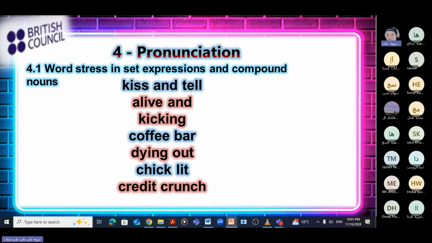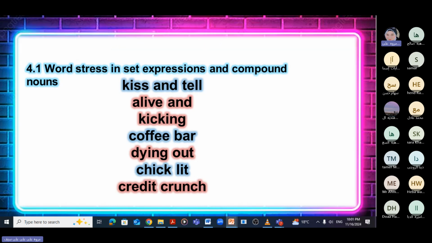One, we have how many? One, two, three. One, two, three, four, five, six. We have six expressions. Some of them are fixed expressions or set expressions. Some of them are compound nouns.